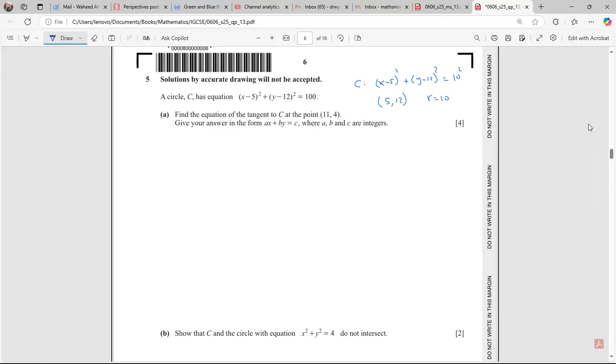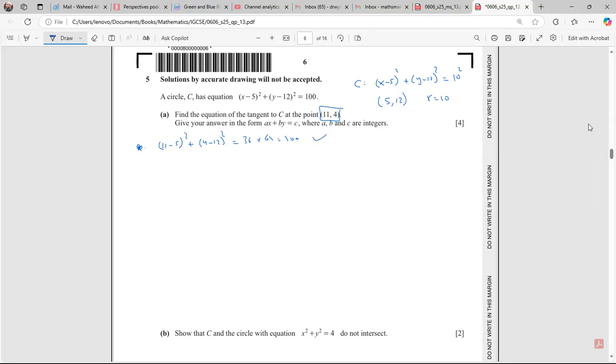Find the equation of a tangent to C at the point. So this point, first of all, I just want to make sure that this point is on the circle, right? So x is 11. 11 minus 5 squared plus 4 minus 12 squared. How much is this, by the way? So 11 minus 5 is 6. 6 squared is 36. And this is minus 8 and squared is 64. So yes, it is equal to 100. It means this point is on the circle, right?